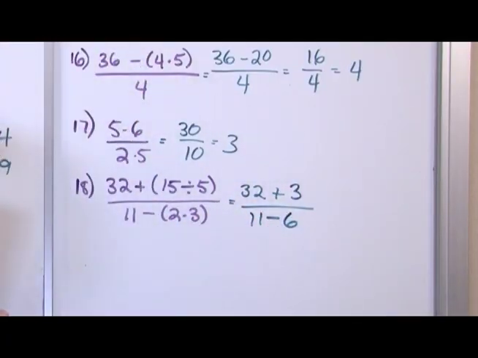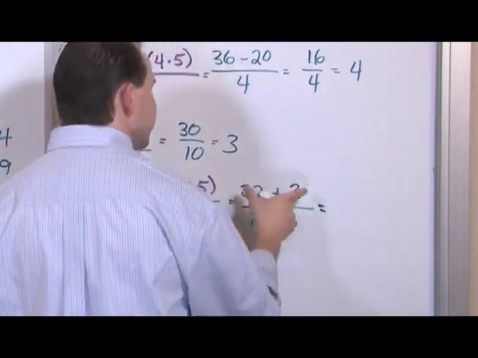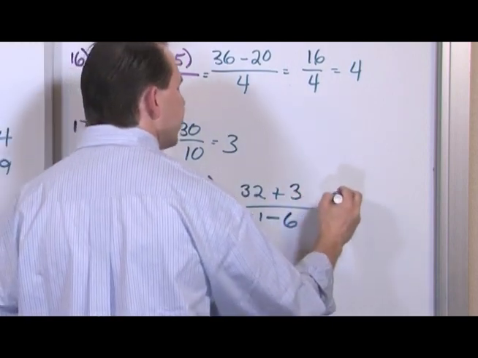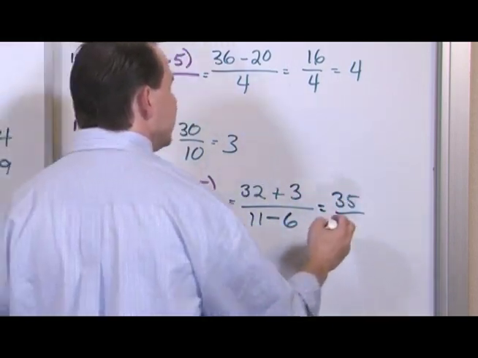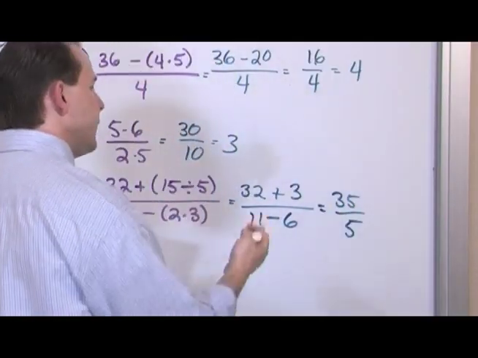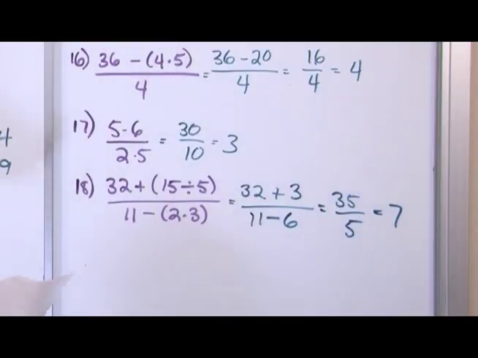Now we have a much simpler fraction. 32 plus 3 is, because we have to do the numerator separate from the denominator, 35. And on the bottom, 11 minus 6 is 5. And now we just have the fraction. 35 divided by 5 is 7. So we get 7 for the answer there.